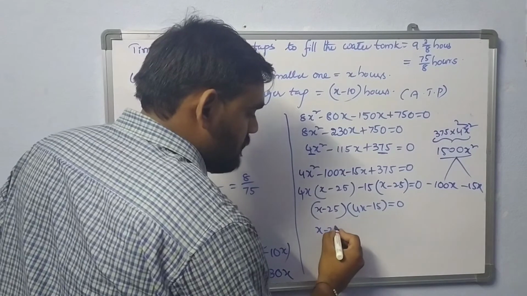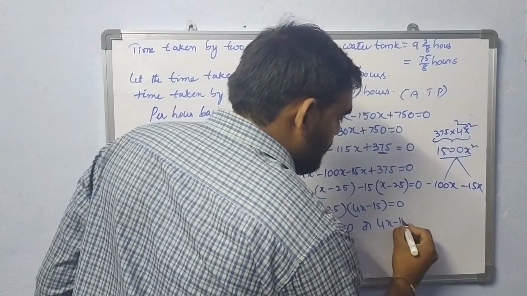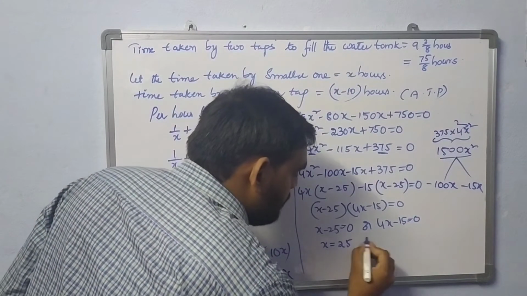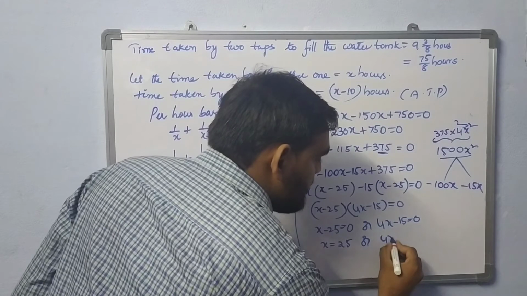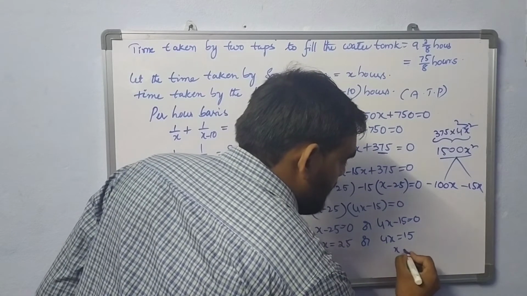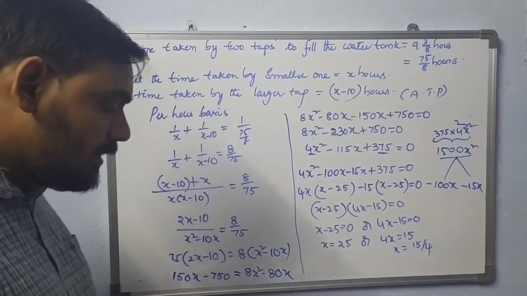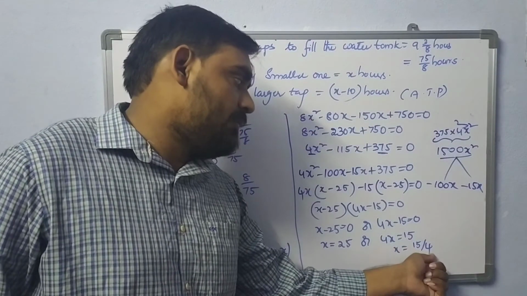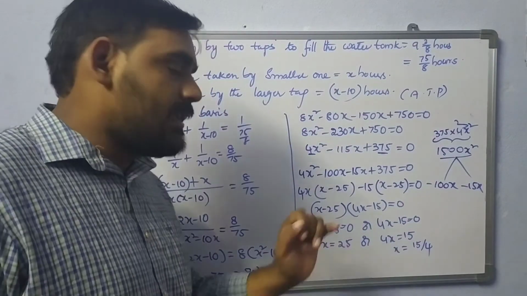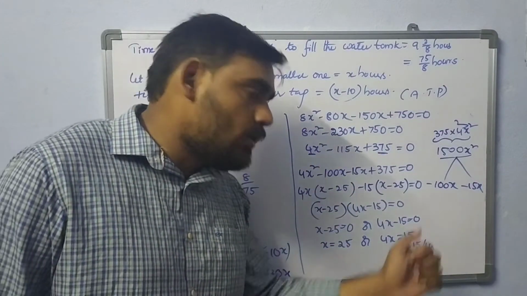Now x minus 25 is equal to 0 or 4x minus 15 is equal to 0. So x is equal to 25, or 4x is equal to 15, so x is equal to 15 by 4. Both are positive, so at that time you may have the doubt: which one do we need to take, x is equal to 25 or x is equal to 15 by 4?